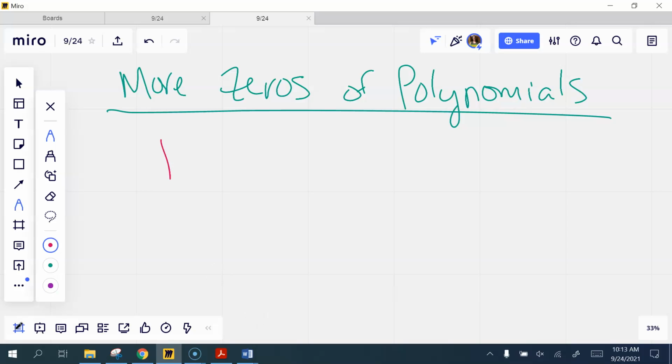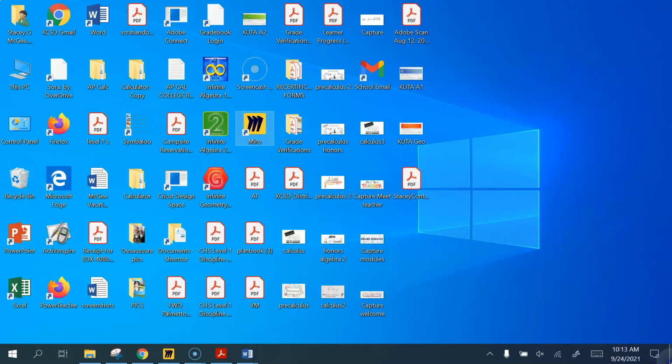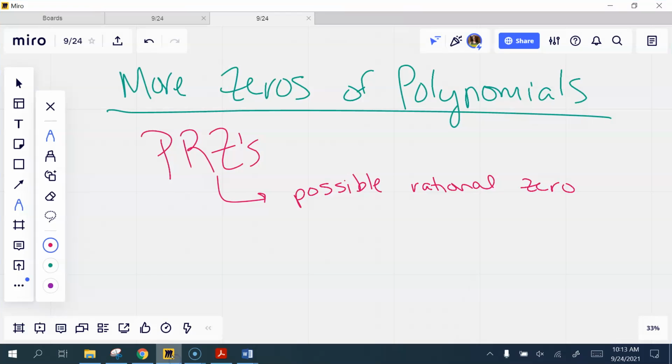I'll try to make this short and sweet since we've done it. I've got to show you PRZs, and I've got to show you upper and lower bounds, and outside of that, we'll be done. Tell me what a PRZ is. Possible rational zero. These are possibilities. They may or may not be a zero, and we test them the way we know to test them to see if they are zeros.